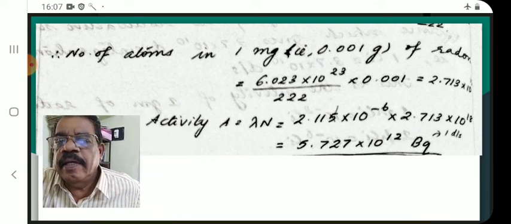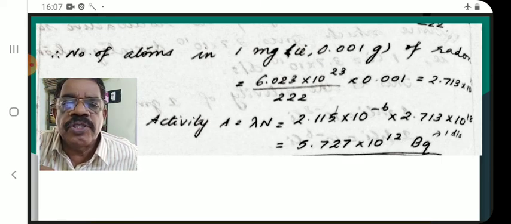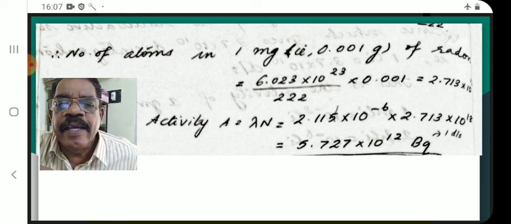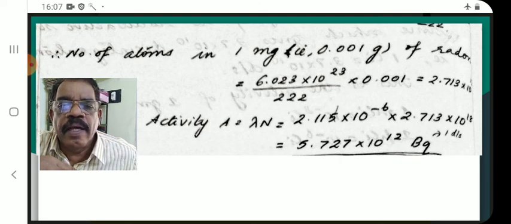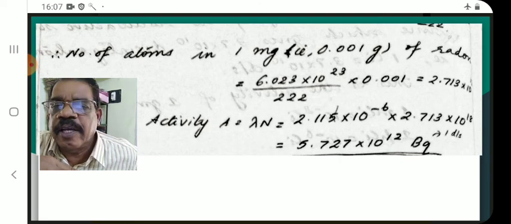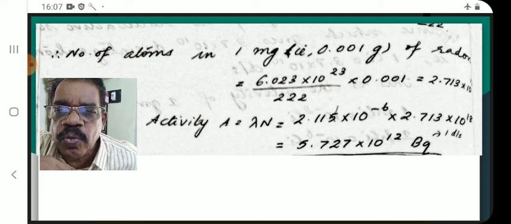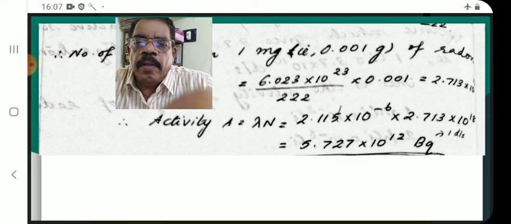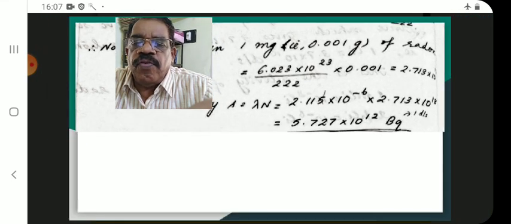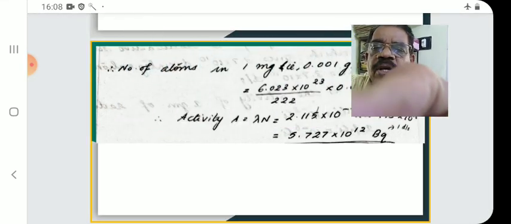Then our activity is equal to lambda N. A is lambda N, 2.11 into 10 raised to minus 6 into 2.713 into 10 raised to that quantity, you find it. And the final answer is 5.727 into 10 raised to 12 becquerel, that is disintegrations per second. So the activity of 1 milligram of radon is 5.727 into 10 raised to 12 becquerel. That is the answer.